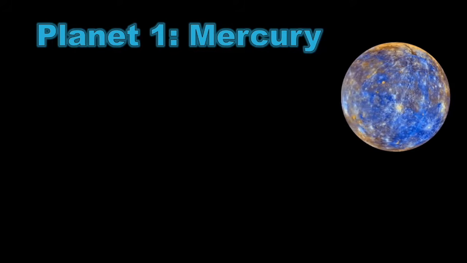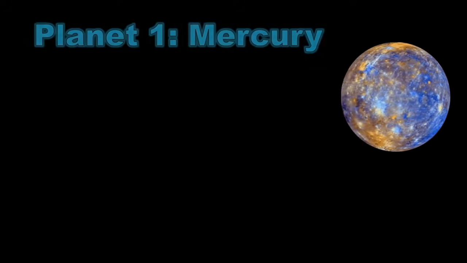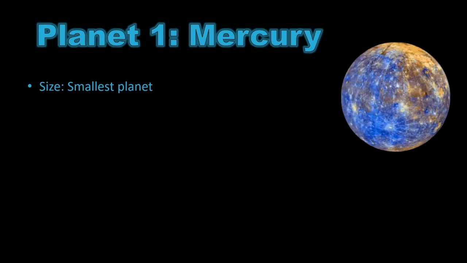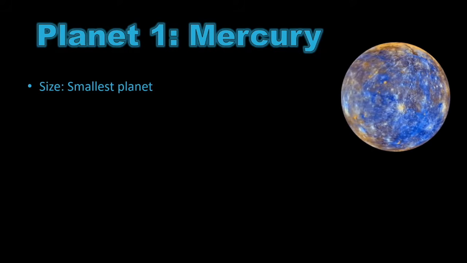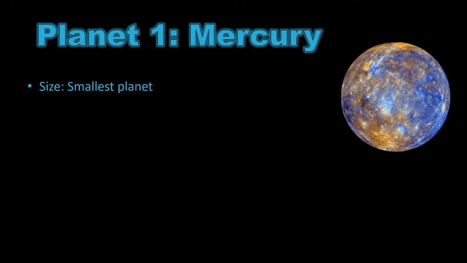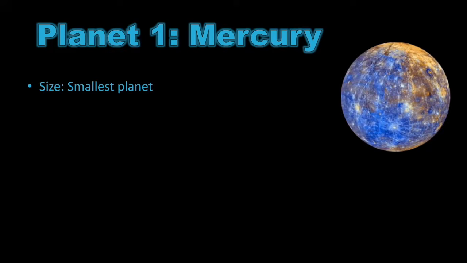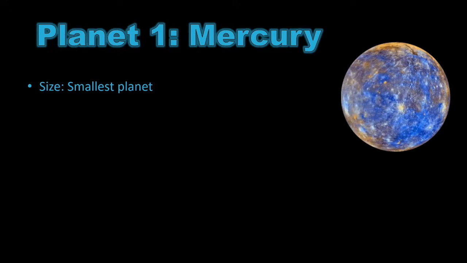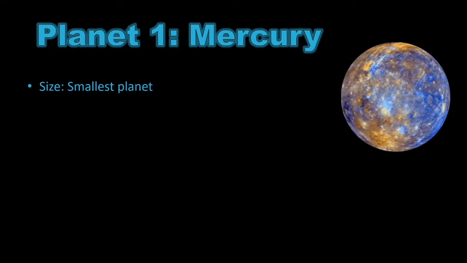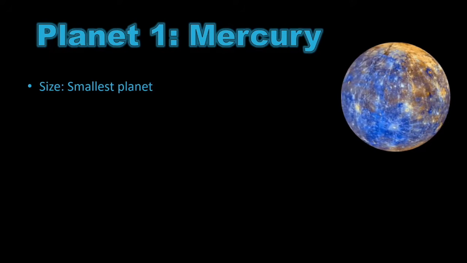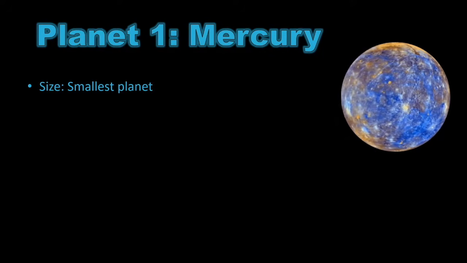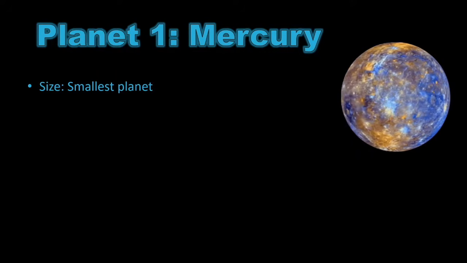So the first planet that we find is Mercury. Mercury is our smallest planet. You do not have to know every single detail of every single planet. Know your smallest and your biggest planet, the planet that can sustain life, and then the hottest planet and the coldest planet as well.